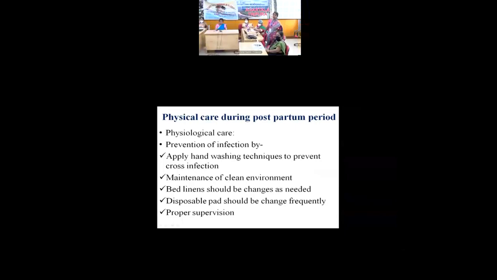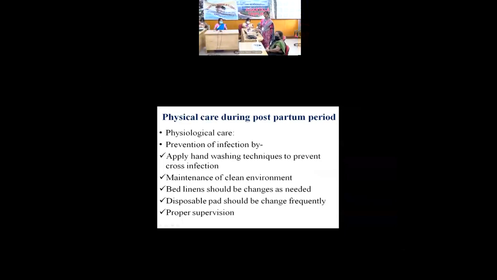Then physical care during the postpartum period. What physical care does the mother need in the postnatal period? That is physiological care: prevention of infection by applying the hand washing technique to prevent cross infection. That is the most important. WHO has provided the 6 steps of the hand washing technique. This is very simple and very easy, but sorry to say we are not maintaining it properly.